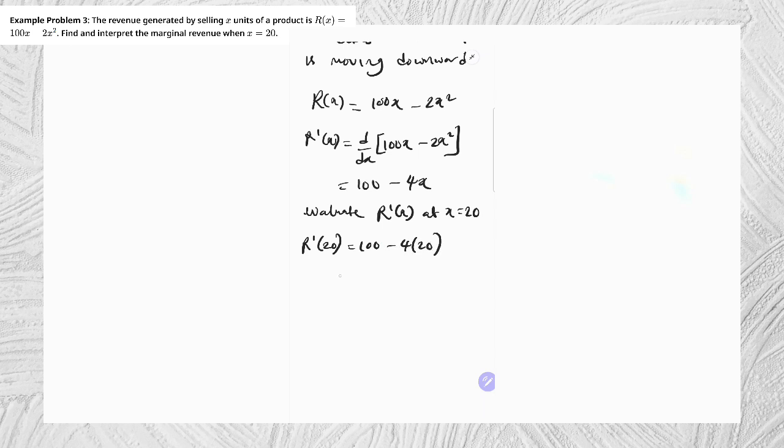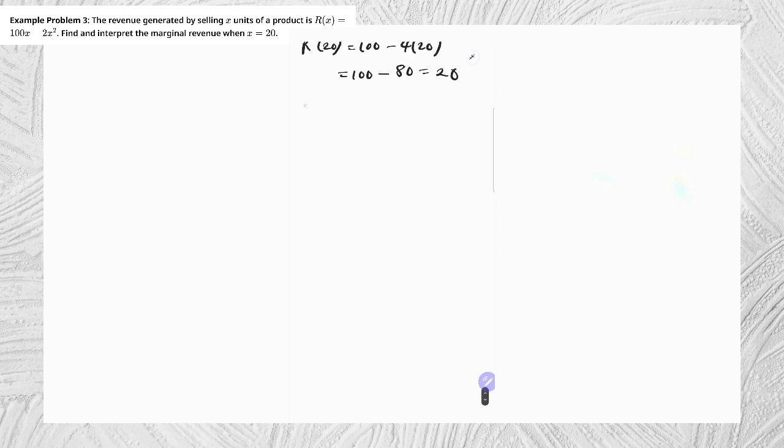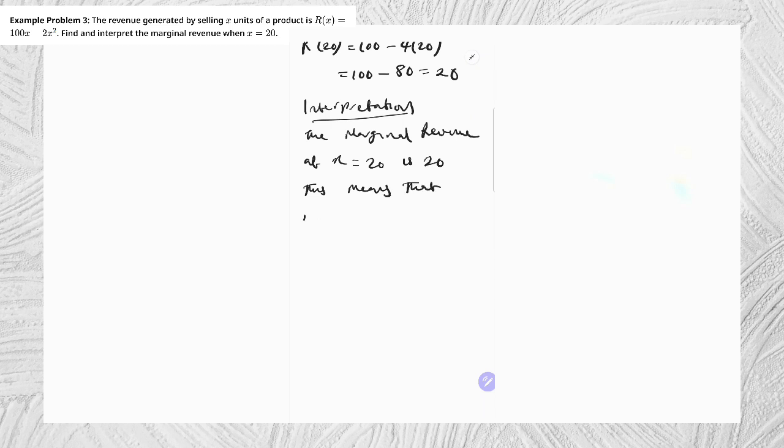So when you evaluate the differentiation of R of x at x equals 20, all you have to do is slot in 20 everywhere you find x, and that will give you 100 minus 4 times 20. I know that 4 times 20 is 80. So 100 minus 80 will give you 20. Now for the interpretation. The marginal revenue at x equals 20 is 20. This means that producing and selling one additional unit when x equals 20 will increase revenue by 20 naira.